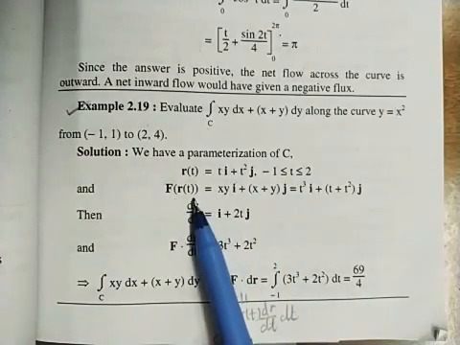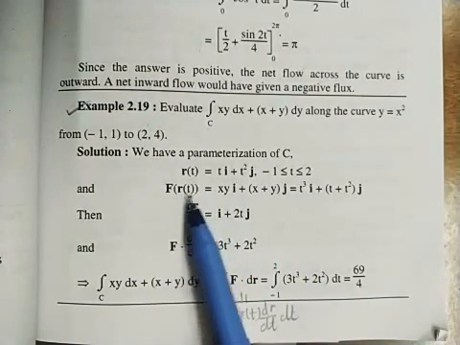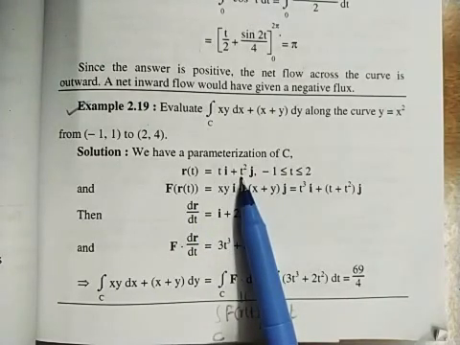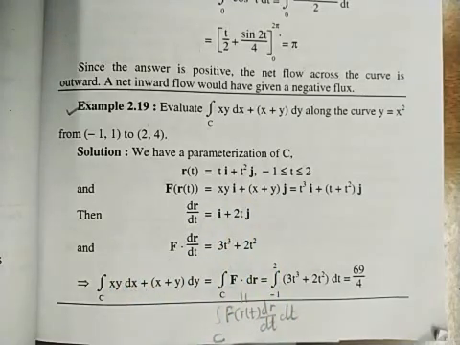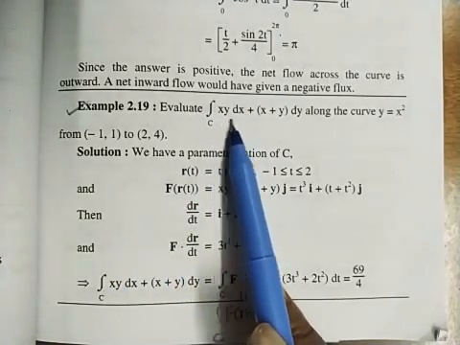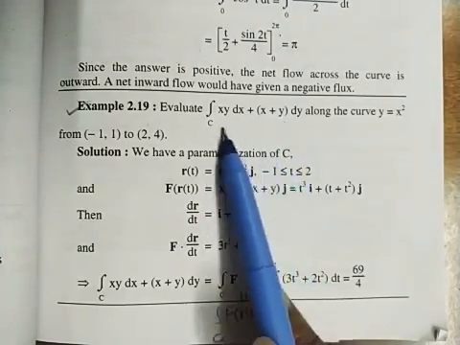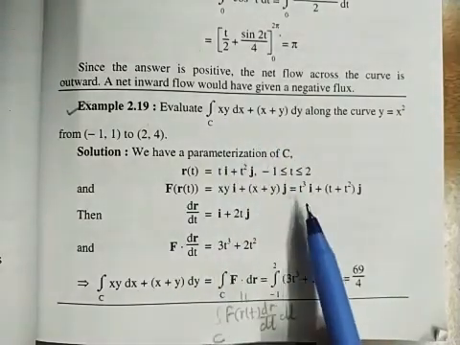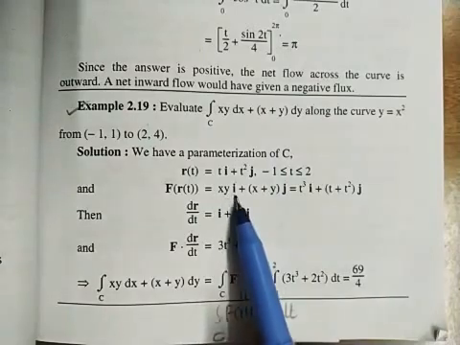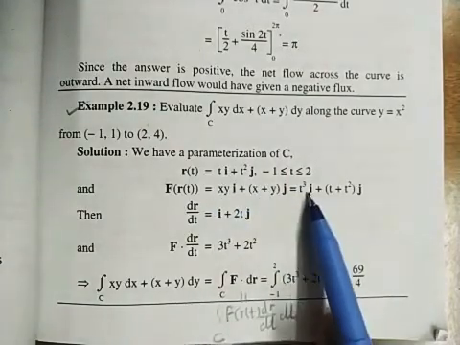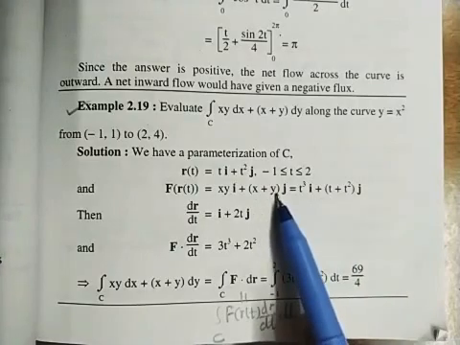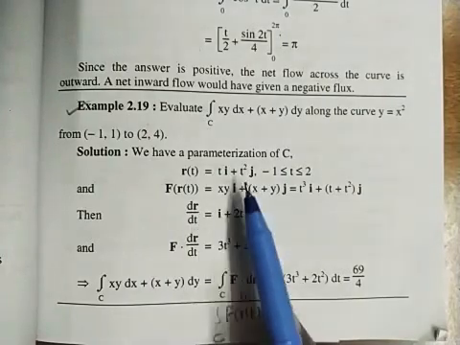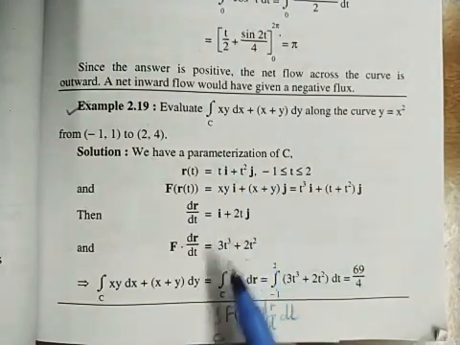And what will be F of r(t)? Now here our x is t, y is t square, and what is our function? F of x,y is xy i, multiplication of t and t square, that is t cube i, plus x plus y, that is t plus t square j. This is F of r(t). And what will be dr by dt, its derivative with respect to t? That is i plus 2t j.